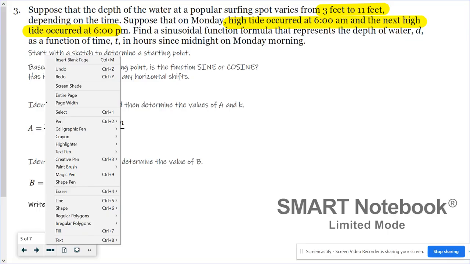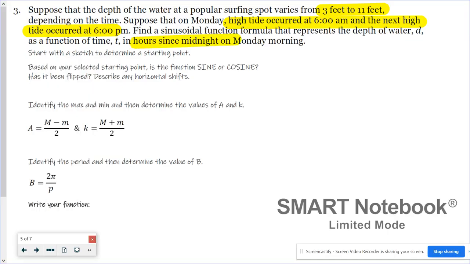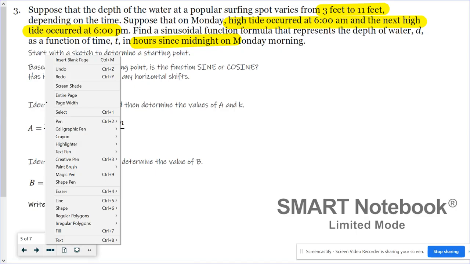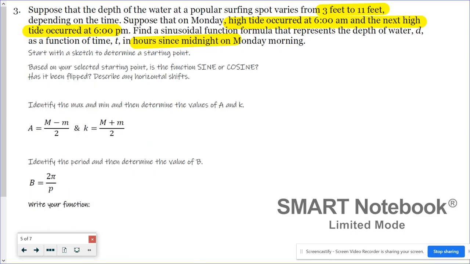Okay, so hours since midnight indicates that my y-axis is the 0 hour mark. So I'm going to sketch this because I like sketching these things. So midnight is the 0 hour mark. Okay. And so one of the things I know is that the depth went from 3 feet to 11 feet. Okay. And high tide was at 6 a.m. So at 6 a.m., since it's the high tide, it would have been at the 11 feet mark. And then the next high tide occurred at 6 p.m.